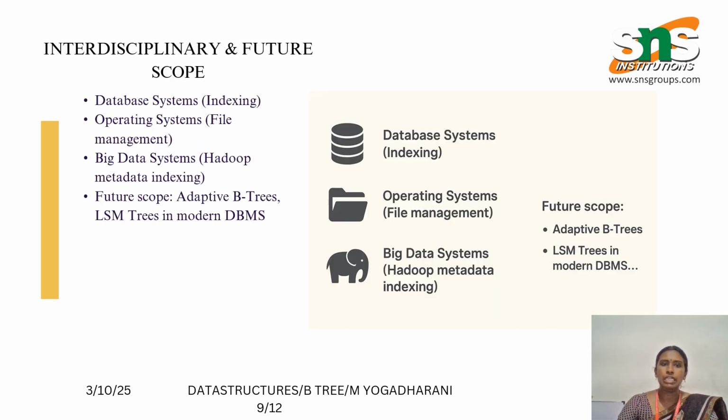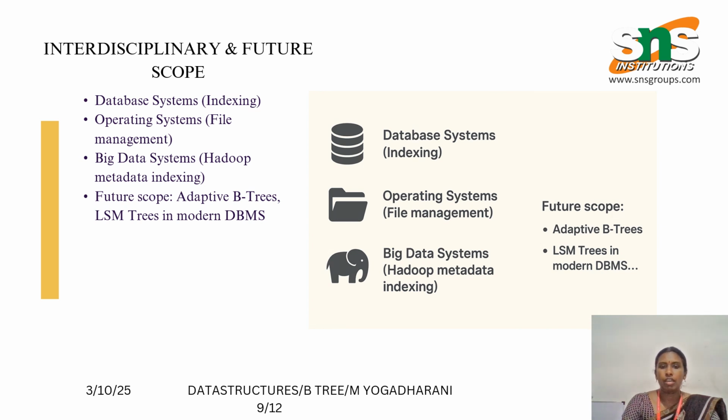And then we move on to the interdisciplinary and future scope. Databases like SQL and Oracle use B-trees for indexing, operating systems like NTFS use them for file lookups, and Hadoop uses B-tree and B plus tree for metadata indexing. And we are not done. Modern DBMS now evolve toward adaptive B-trees and log-structured merge trees, that is LSM trees, for high-speed data streaming.